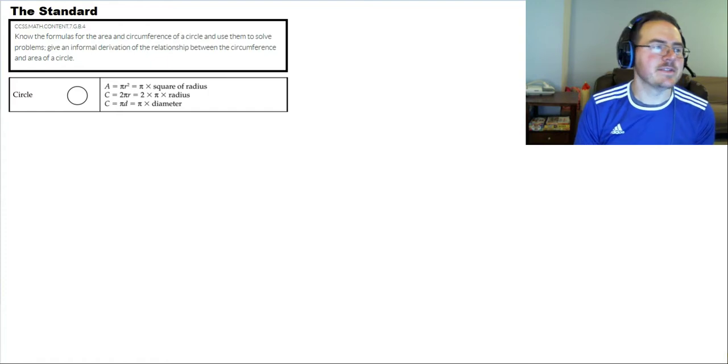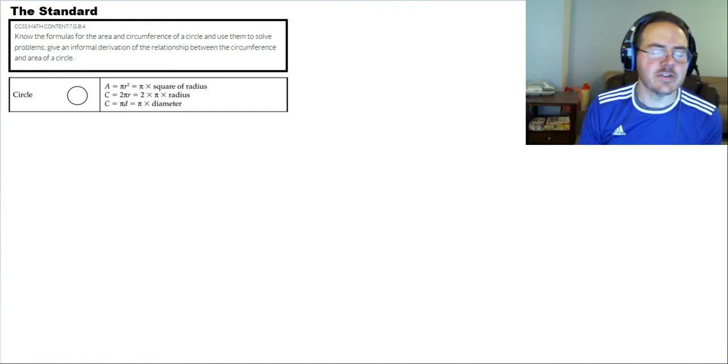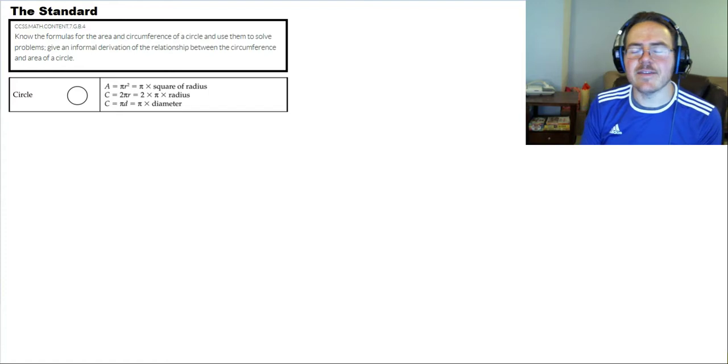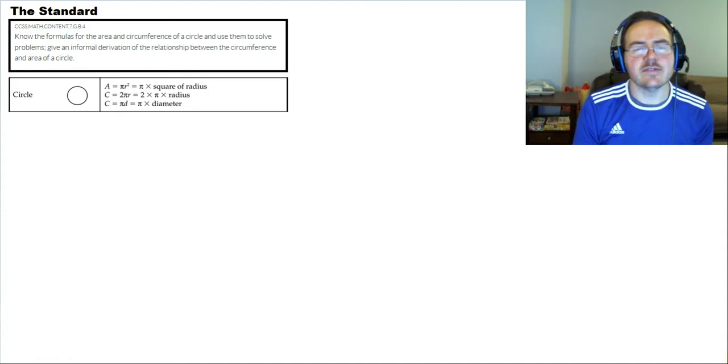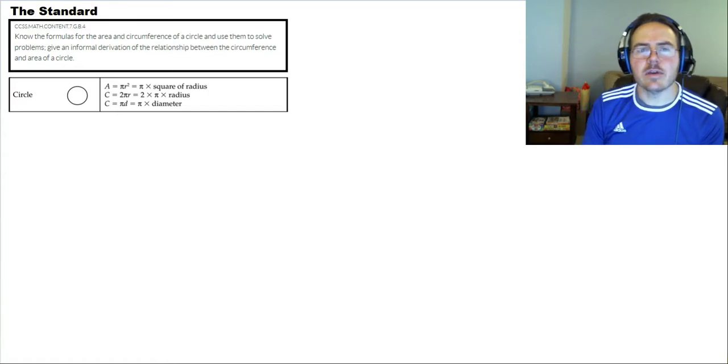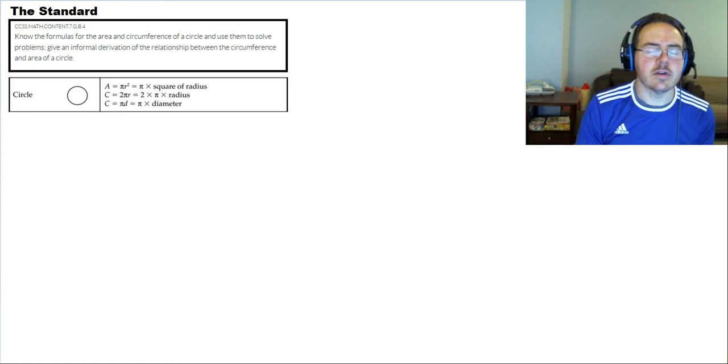Today we're talking about standard 7GB4. It has everything to do with area and circumference of circles. You're expected to be able to calculate these values depending on what the problem gives you. So today we're going to be doing about 6 problems of various degrees of work. Let's get into it with problem number 1.